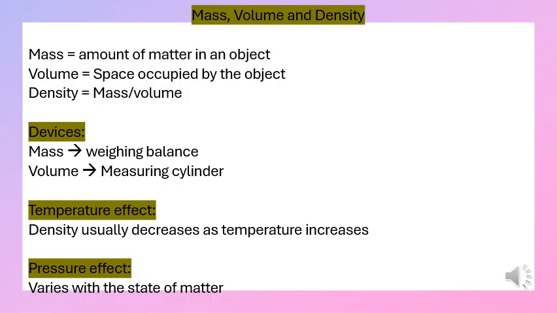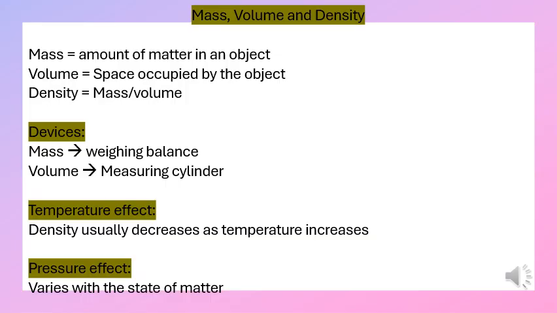Let's break down the building blocks of matter: mass, volume, and density. Mass is the amount of matter in an object. You can measure it using a weighing balance, like checking how heavy your school bag is. Volume is the space an object takes up. You can measure it using a measuring cylinder, perfect for liquids like water or juice.